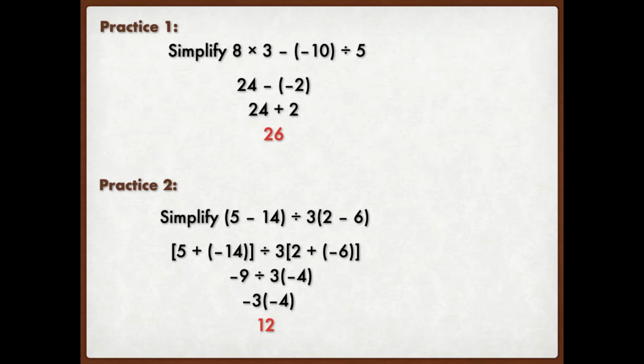Okay, so we have -9 divided by 3 times -4. The temptation is to do 3 times -4, but we have to work our way left to right. So -9 divided by 3 is -3. Then -3 times -4 would be 12.